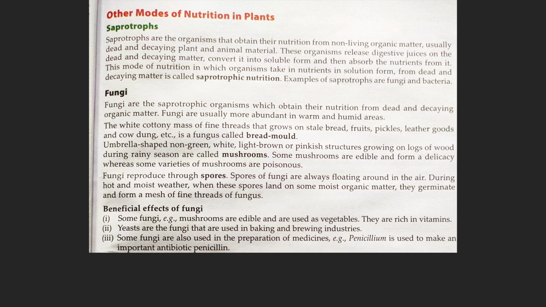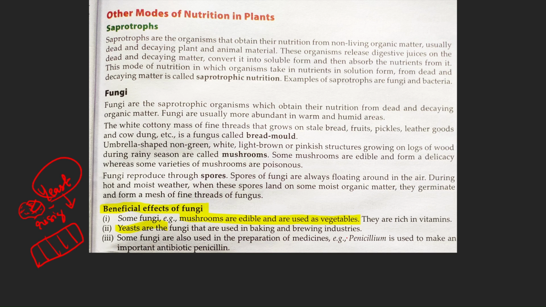So what are the benefits of fungi? Three benefits. Some fungi, for example mushrooms, are edible and mostly used as vegetables. They are rich in vitamins. Yeast: for the bread to rise up, you need an organism called yeast. In the dough, when you mix the yeast, it will rise, and when you bake, it will become the bread that we eat. That rising is due to chemical reactions and gases being released by the yeast. So yeast is a raising agent.